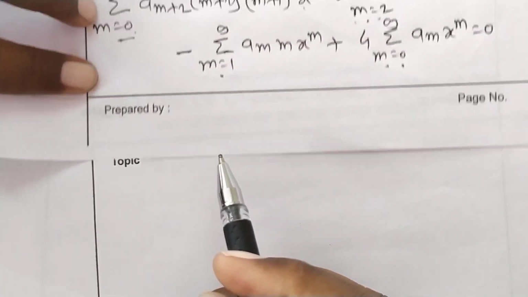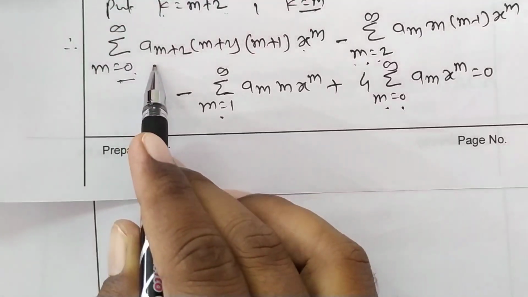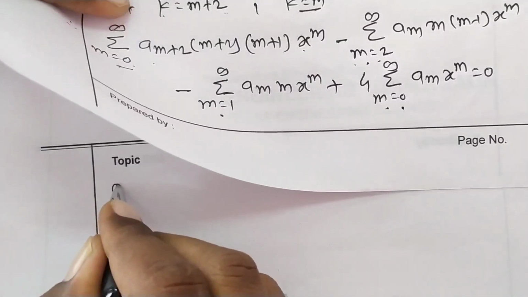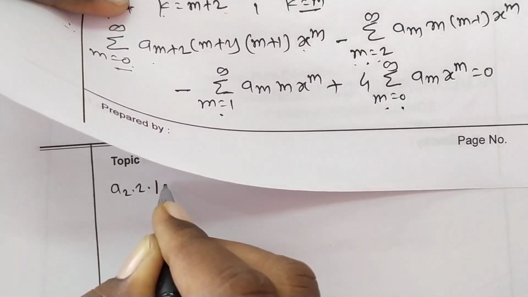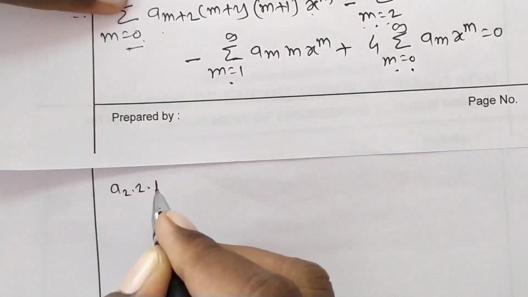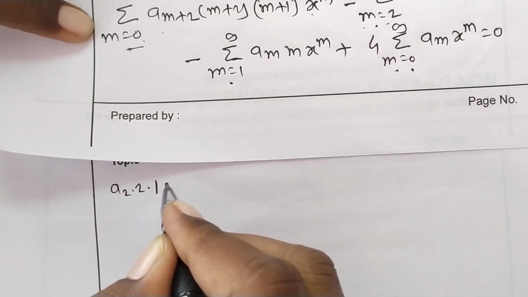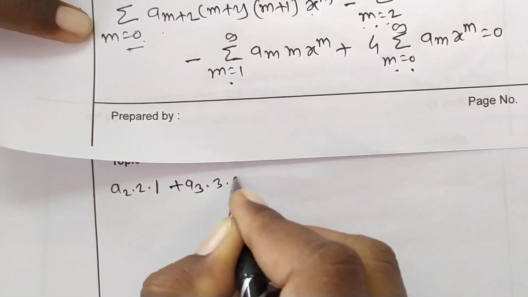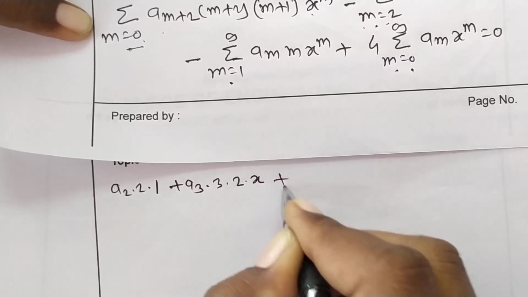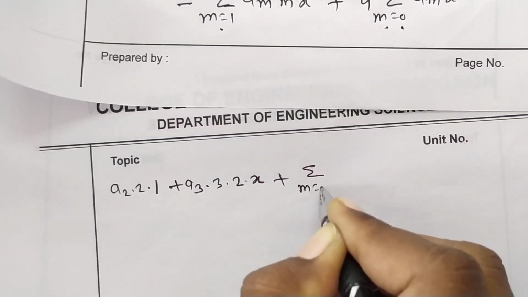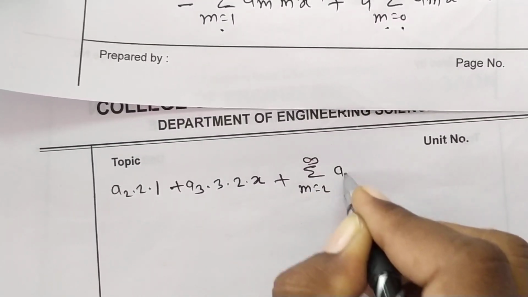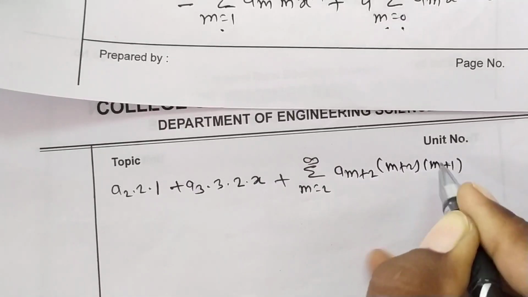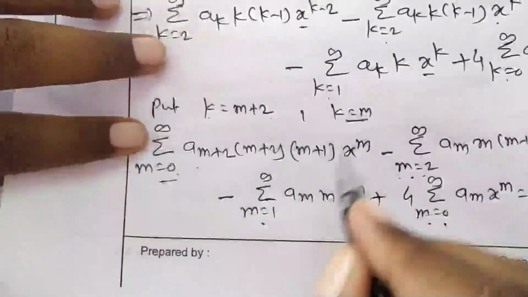So how do we expand the first series for m equal to 0? If we expand for m equal to 0, then we will get here a2 into 2 into 1, that is a2 into 2 into 1 into x raised to 0 is 1, plus for m equal to 1, this is a3, 1 plus 2 is 3, into 2 into x, and plus for m equal to 2 we can write as it is, that is the series m starts from 2 to infinity, a_{m+2} into m plus 2 into m plus 1 x to the power m, means this series.